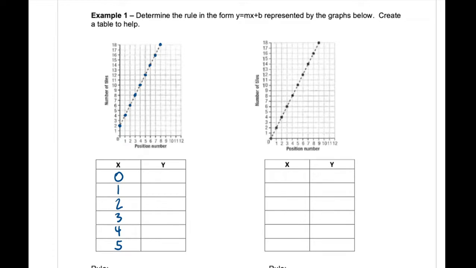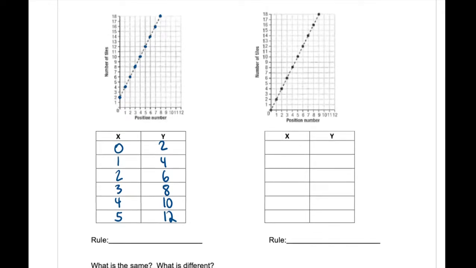So when x is 0, y is 2. When x is 1, y is 4. When x is 2, y is 6. When x is 3, y is 8, then 10, and 12. So those are the values from our graph that we just put into a table form. Now, can we come up with a rule for this?